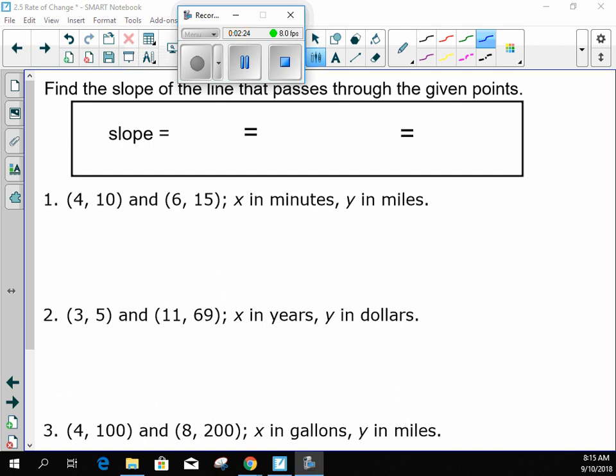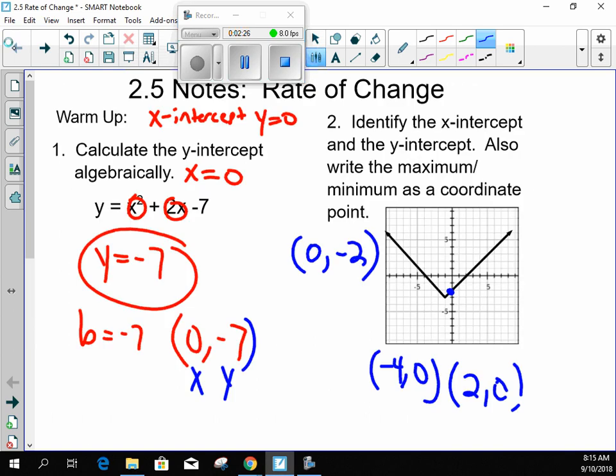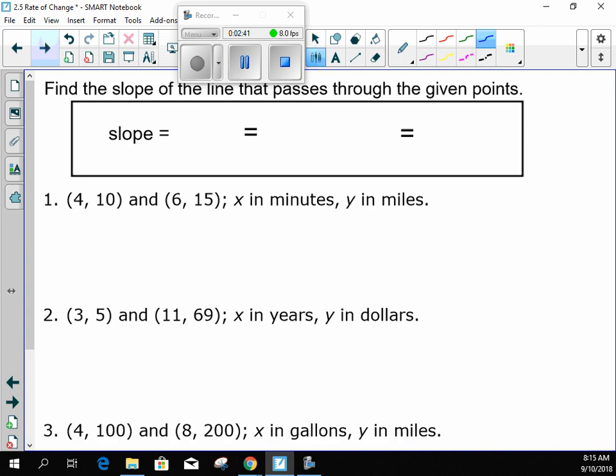Okay, sorry, I forgot to hit play. There you go. There's your x-intercepts, -4, 0, 2, 0. Your y-intercept is 0, -2. Remember, this is an xy, ordered pair. X is first, y is second.